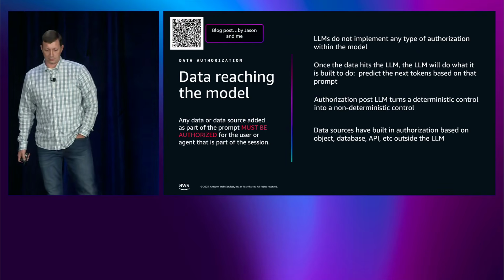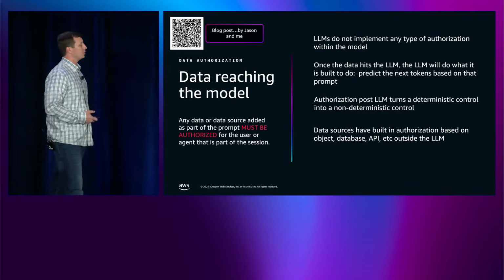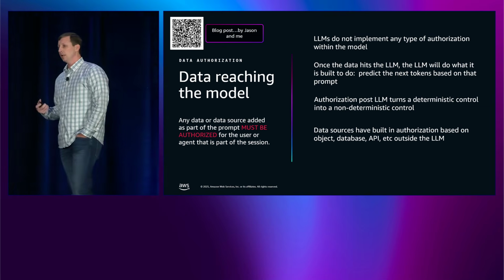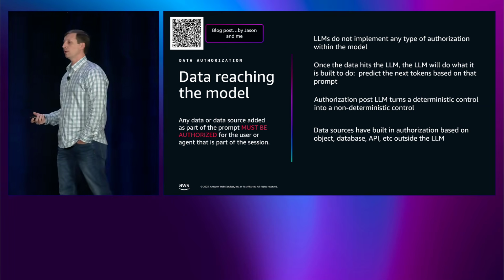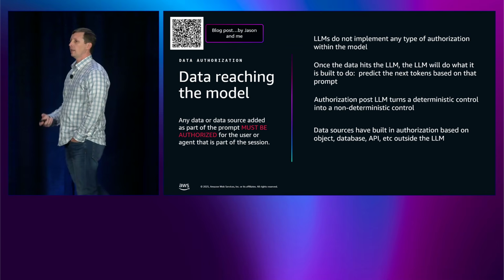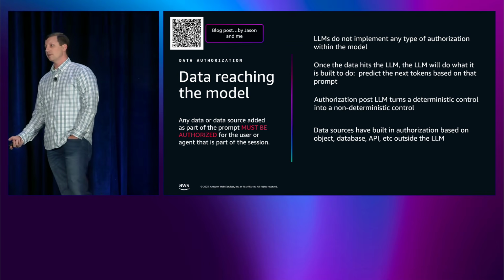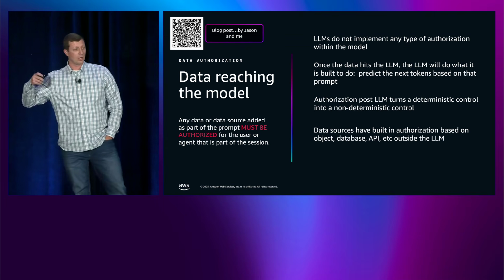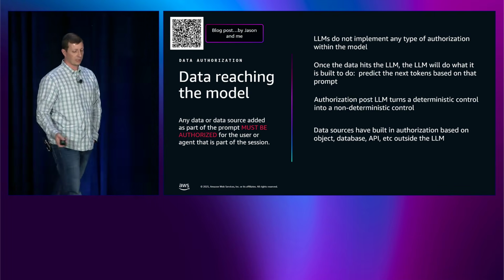Now, why is that the case? Like I said, LLMs do not implement anything with data authorization. And so once that data hits an LLM, it's just going to do what it knows to do. It's going to do the complex math and make a prediction of exactly what the next token should be. It's not saying, okay, who's the identity provider, what type of JWT does it have, or anything like that.